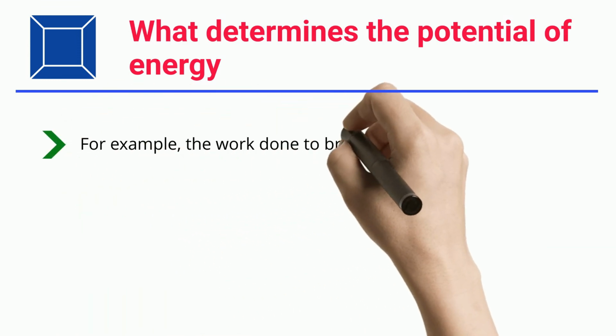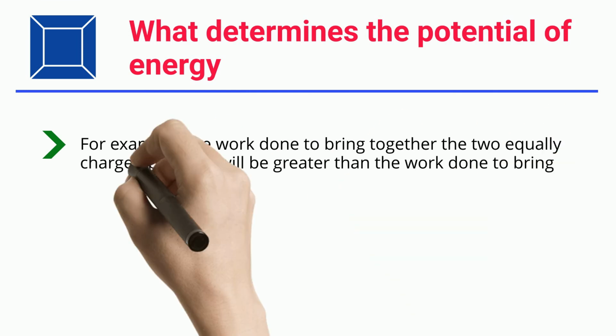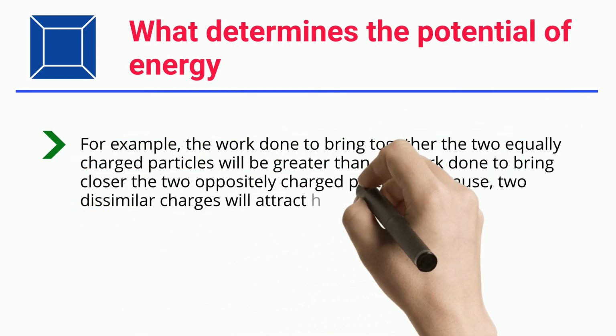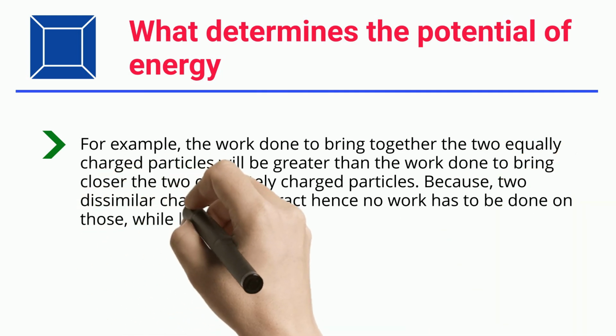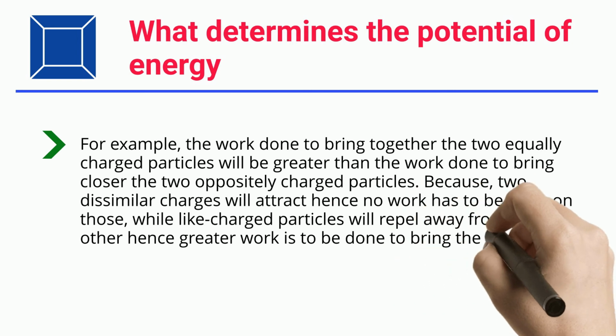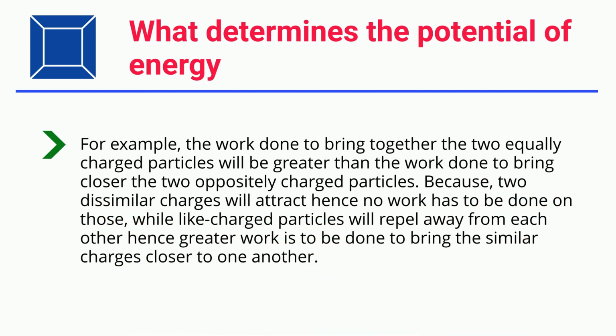For example, the work done to bring together two equally charged particles will be greater than the work done to bring closer two oppositely charged particles. Because two dissimilar charges will attract, hence no work has to be done on those, while like-charged particles will repel away from each other, hence greater work is to be done to bring the similar charges closer to one another.